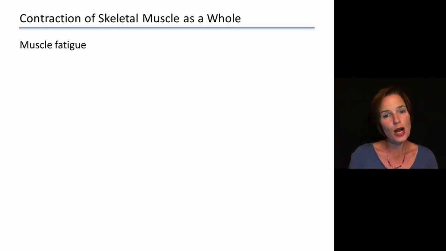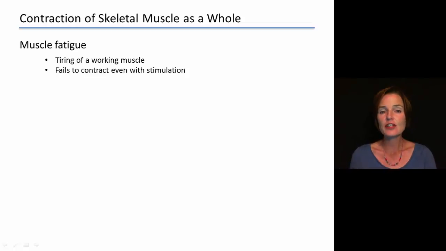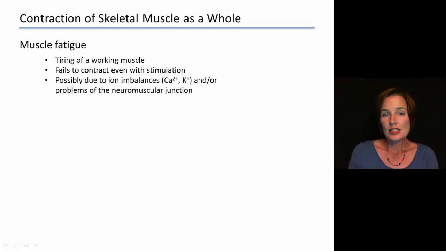Muscle fatigue is a problem that we do have to deal with when we're talking about the muscular system. Muscle fatigue specifically is the tiring of a working muscle. That is when the muscle fails to contract even though it's being stimulated, it's not really causing that contraction to take place. The reasons for this are not completely understood, but it's possibly due to ion imbalances, calcium and potassium, and also problems with the neuromuscular junction.